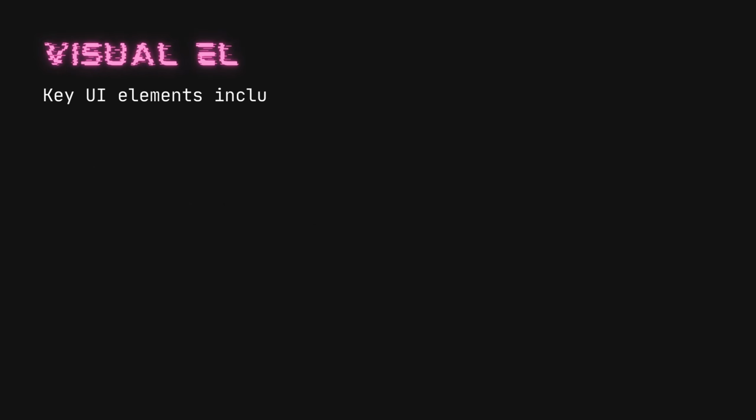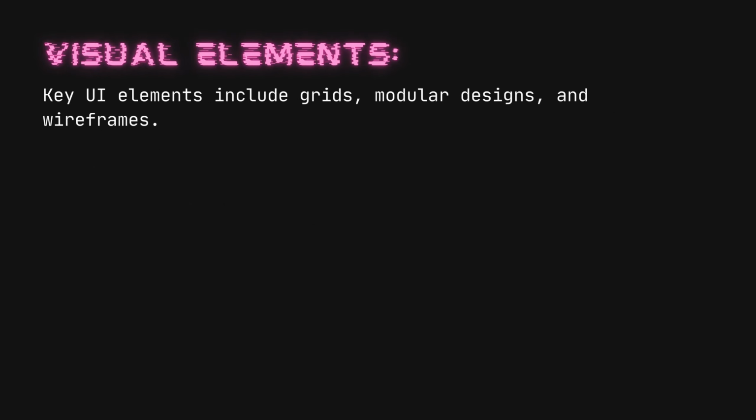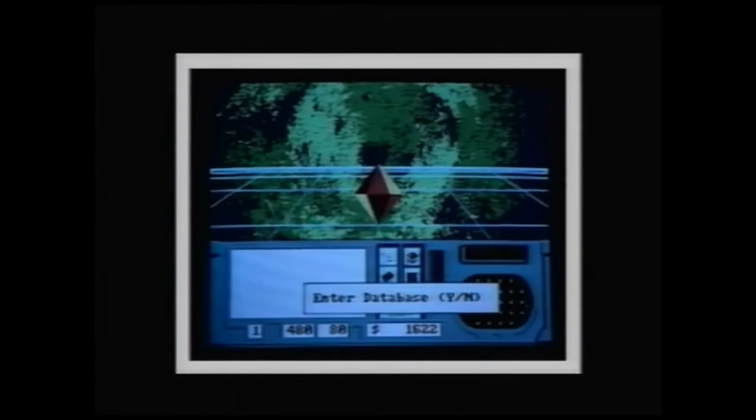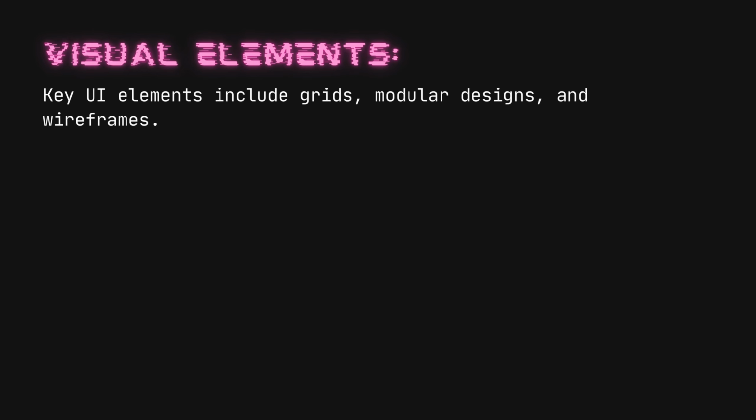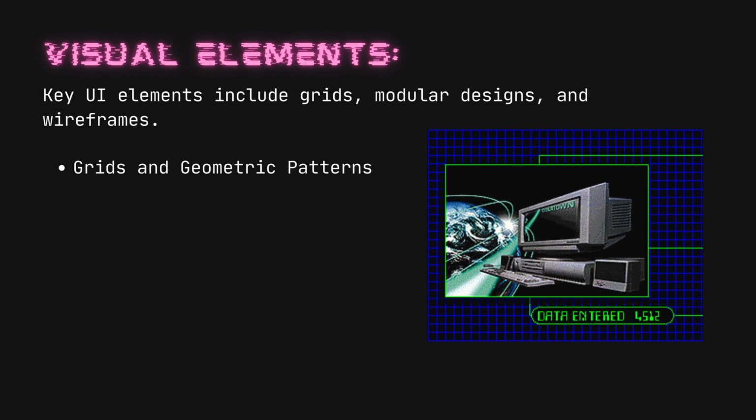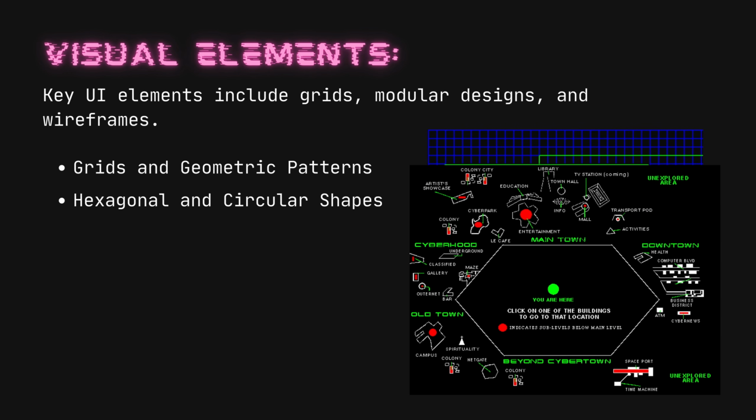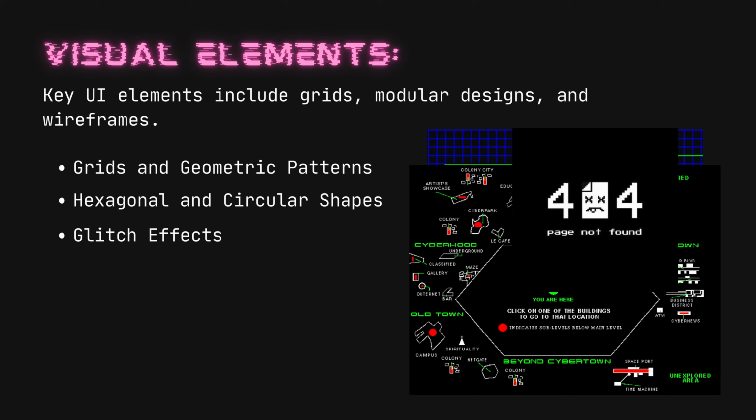Visual elements. Key UI elements include grids, modular designs, and wireframes to represent futuristic data-driven environments. Here's what's important. Grids and geometric patterns. Many Cyberpunk UIs use grid patterns in the background. Hexagonal and circular shapes. Hexagons and circles are recurring shapes in the UI as they mimic technological interfaces or maps. Some elements include glitching visuals or flickering to evoke a sense of hacked or unstable systems.